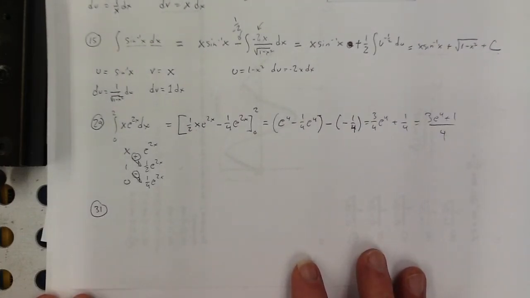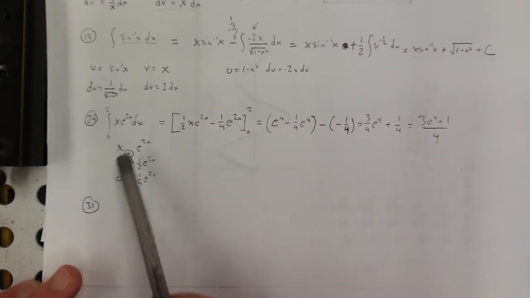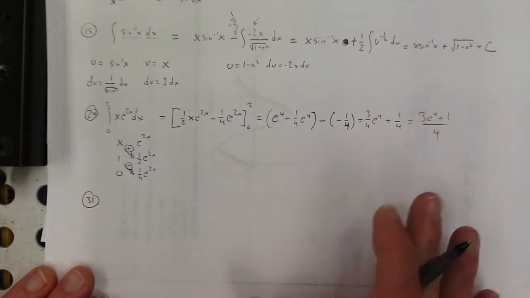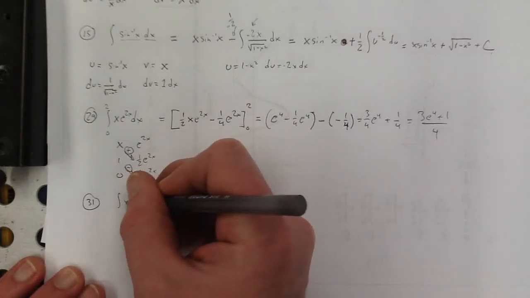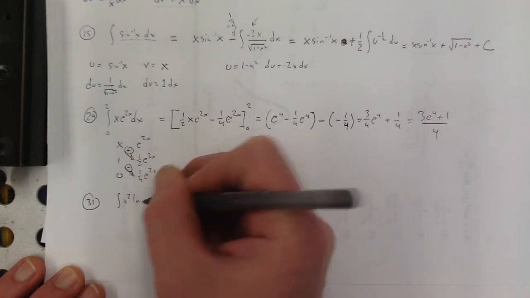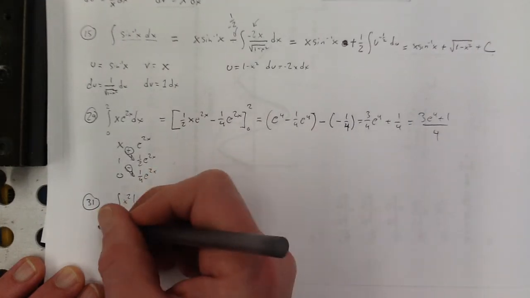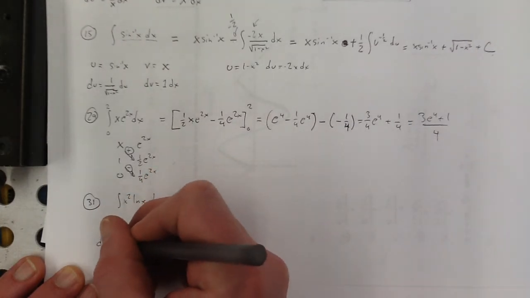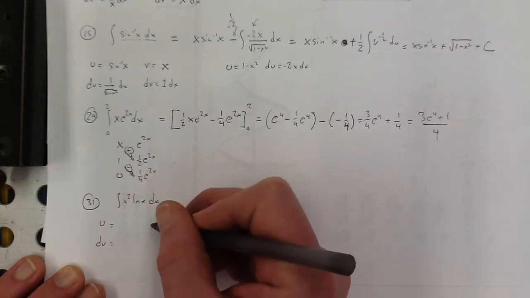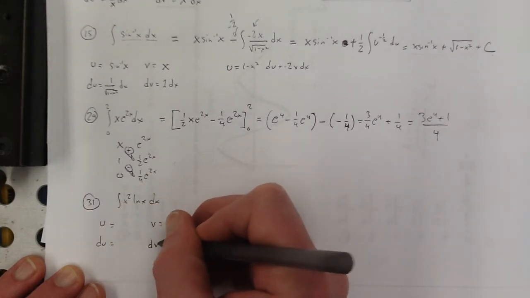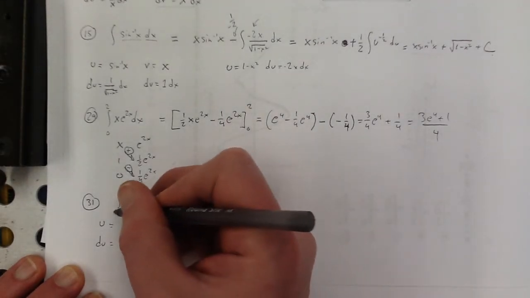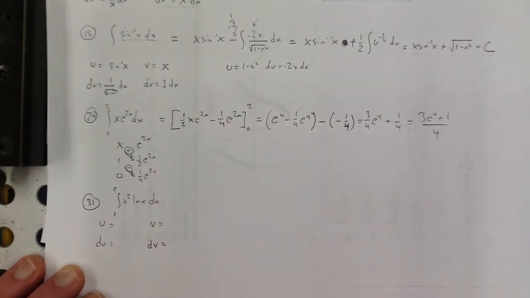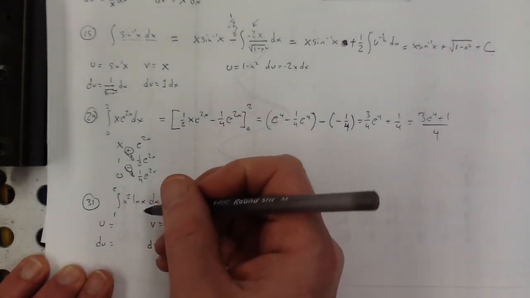And then last one for this video, number 31. We've got x squared natural log x. So that is not going to submit to tabular integration. So I'm going to need my u du v dv. And what are my limits? 1 to e. 1 to e. So let's see.